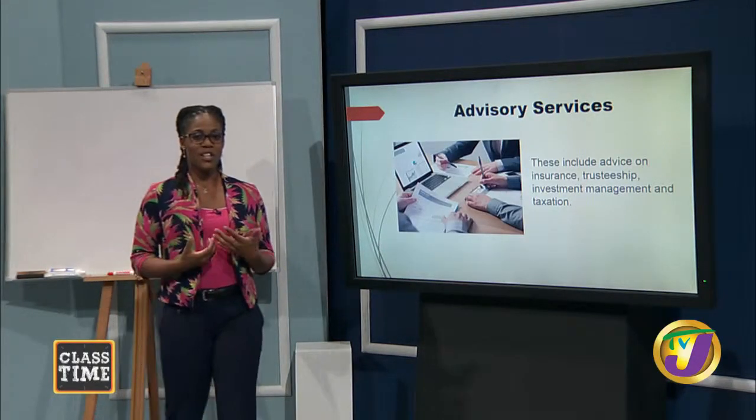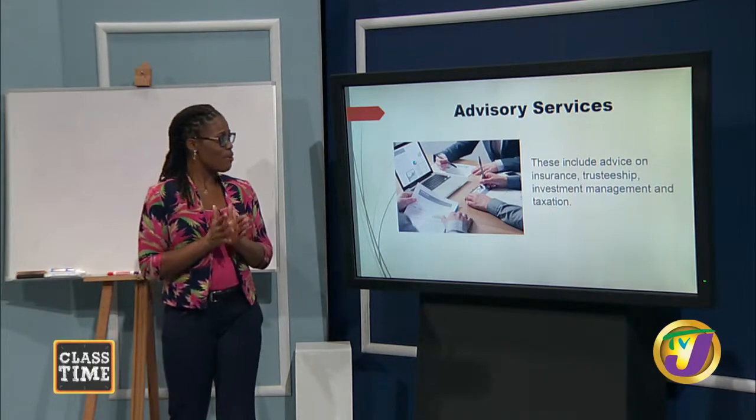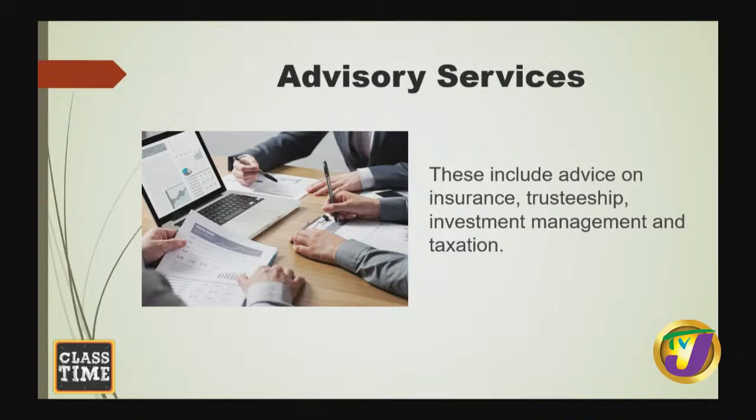Now, advisory services. From time to time, we need some financial advice, right? This can be provided by our commercial banks. So these include advice on insurance. So you want to know what policy will be best for you based on your circumstances. Your agent at your commercial bank can give you such advice. Trusteeship. Any idea what that means? Right? So legal documents. You're talking about writing up a will to determine who gets what upon your death.